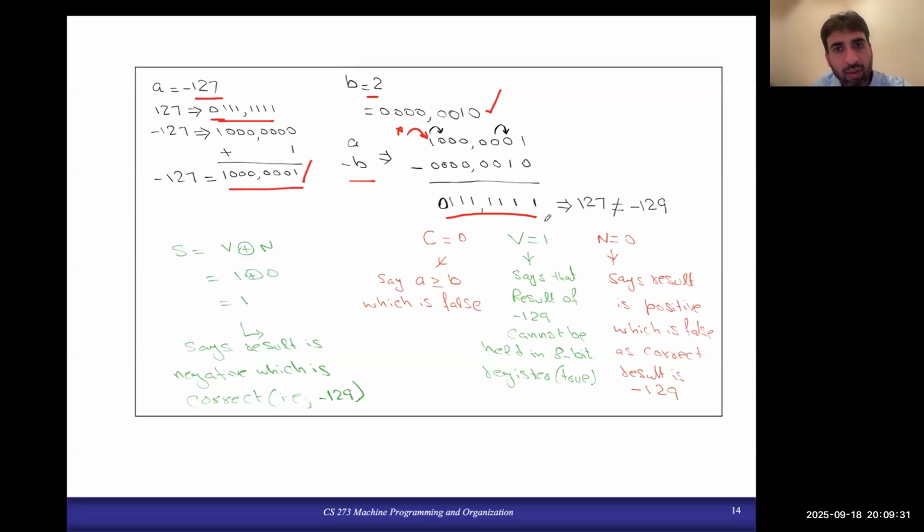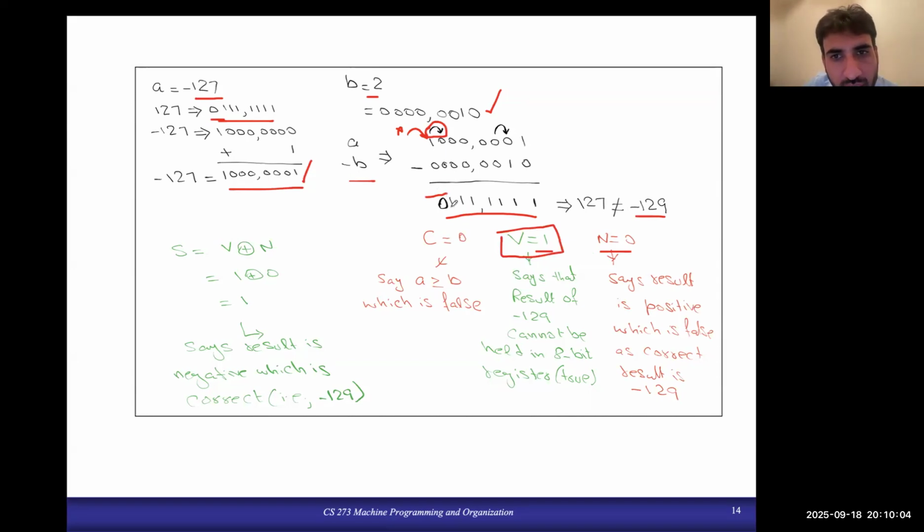Why? Because there is a carry in from D7 into D6, or borrow in, you can say, from D7 into D6. So the V flag is equal to 1, and even if you are saying -127 minus 2, you should have a result of -129, which cannot be stored in an 8-bit register using signed representation, right? So the overflow will be equal to 1, and the N flag is equal to 0.